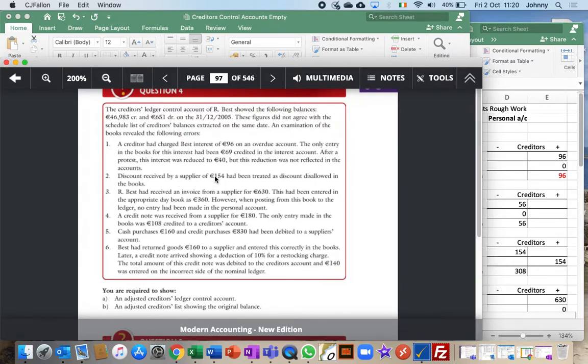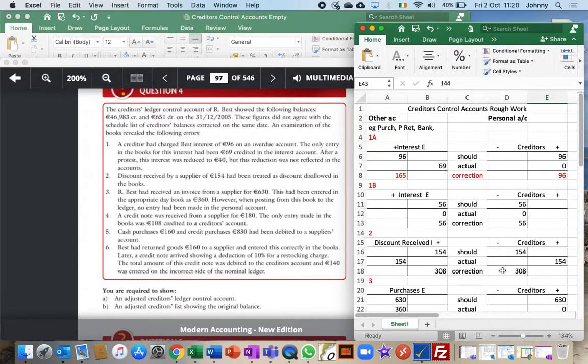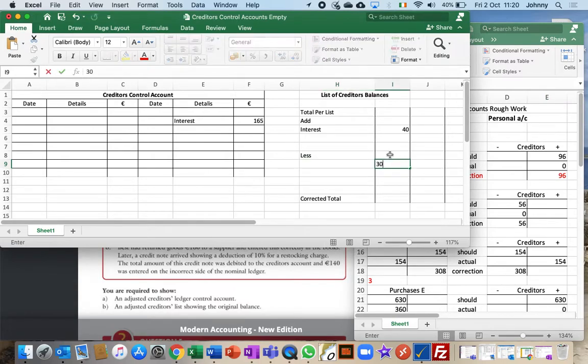Discount received from supplier 154 treated as discount disallowed. So we have discount received, which is an income that I'm getting, okay, and which is taken away from creditors. We actually treat it as the wrong thing. So instead of saying money is taken away, money was added on. So it was put in as a plus. So to fix it, I double it and put it on the correct side. So that 308 I have here is one of them, 154 is to cancel a mistake, and then the other is to do what should have happened in the first place. So take this, and then I'm going to put this into my list. So it's on the minus side, the debit side, so therefore in my list, I'll put 308 there, and I'll call it discount.